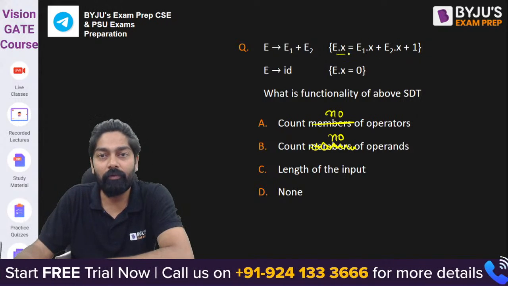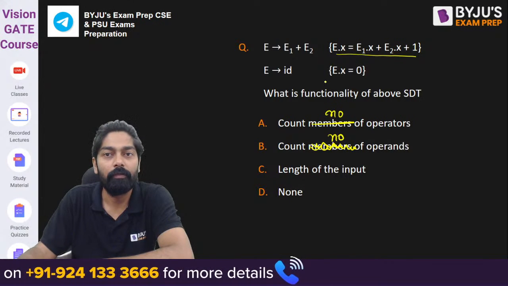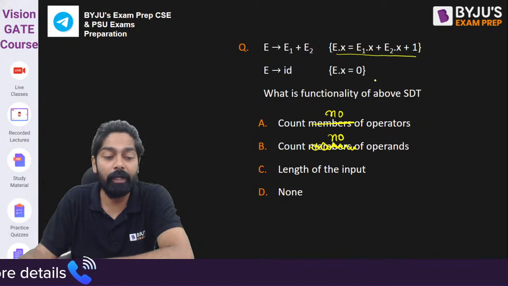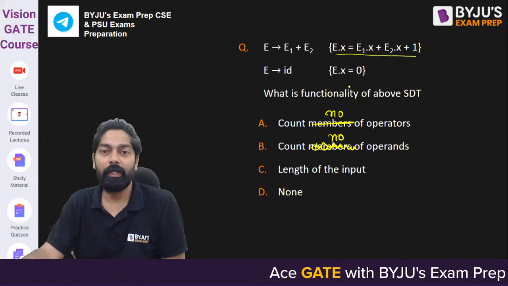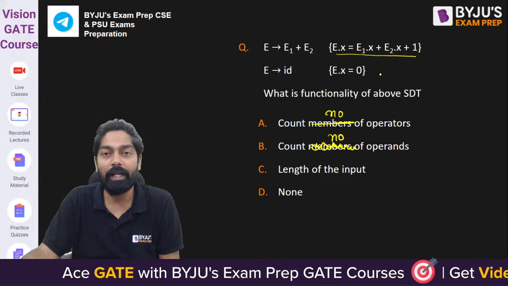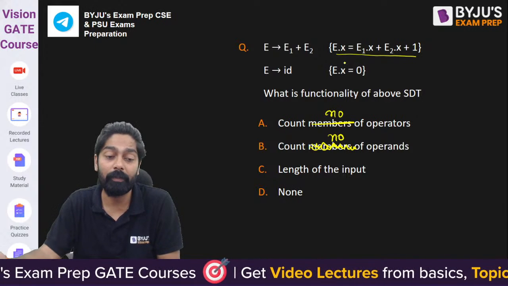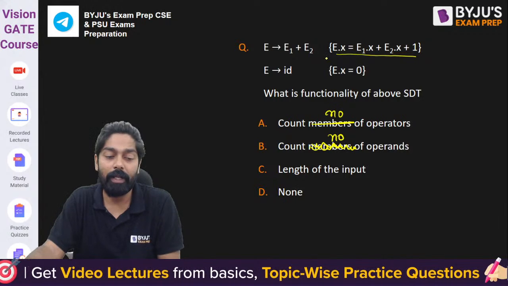See clearly what semantic rule has been written. Just by looking at the semantic rule, you can give the answer. Try for ID plus ID. The input string is not given, but you can try for ID plus ID, then ID plus ID plus ID, because the grammar can generate ID plus ID. So you can try for ID plus ID at least.